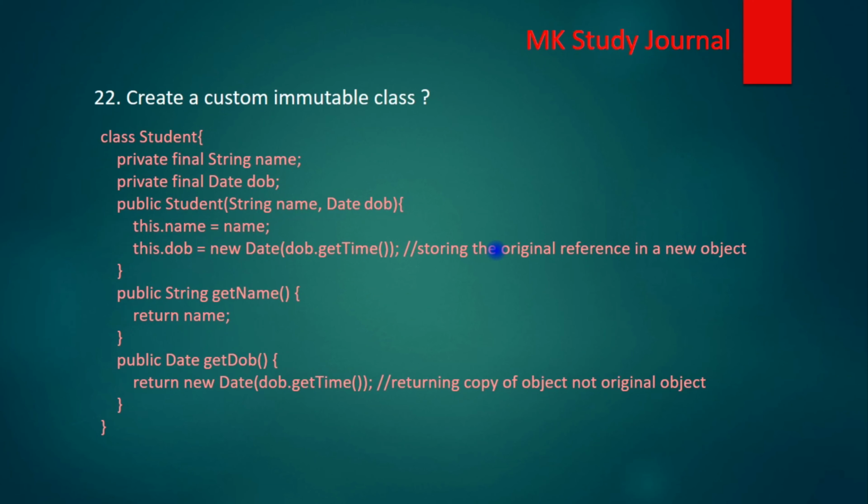Similarly, when we return the date object, like in the getDob method, we are returning a new object, a new copy of the object. We are not returning the original object. In this way we can maintain the immutability in our class. So this is all about the immutable class. Let's move to the next question.